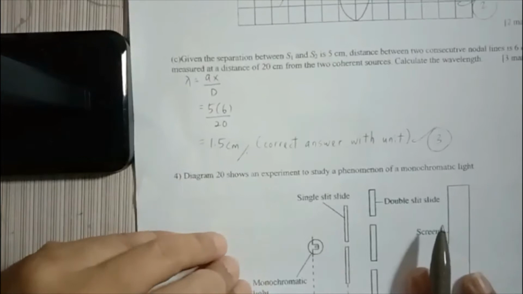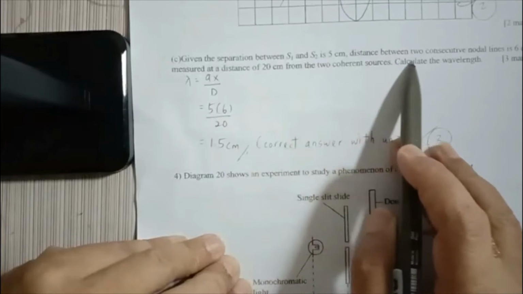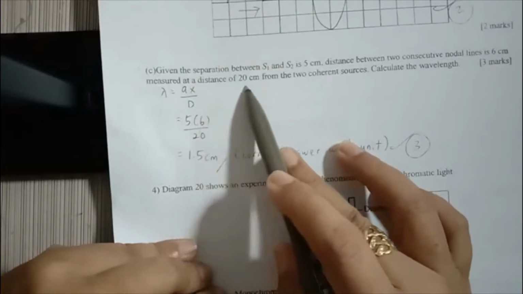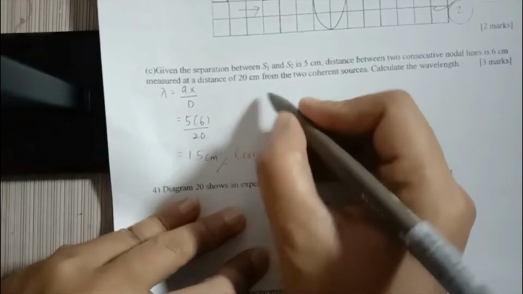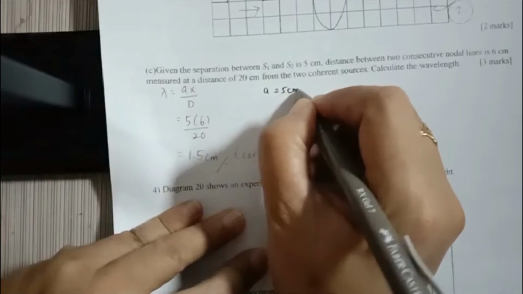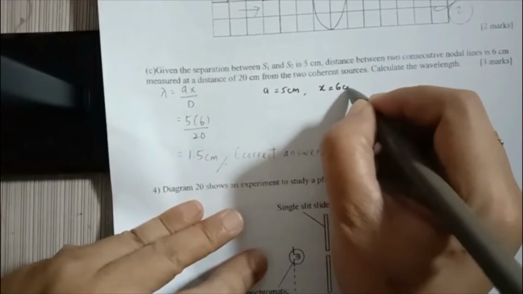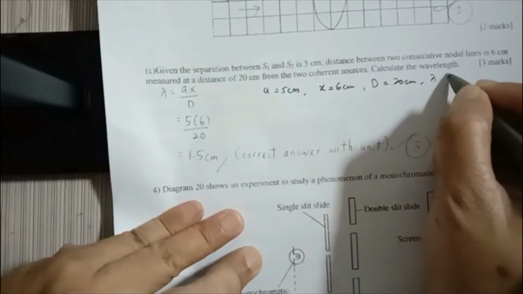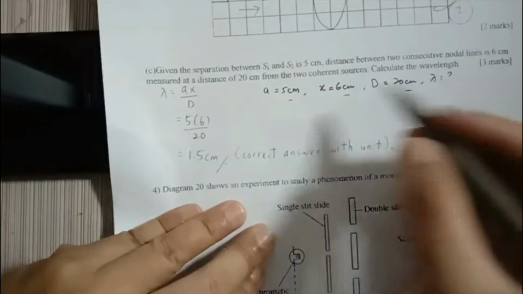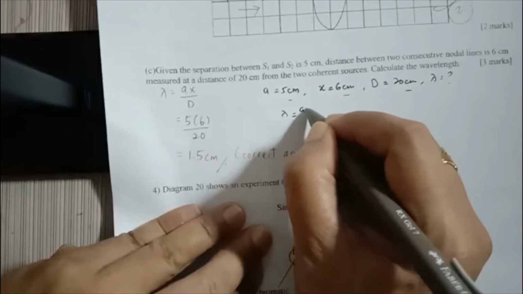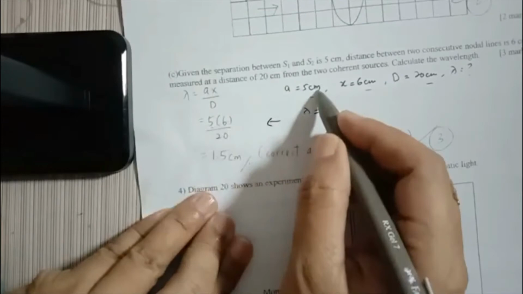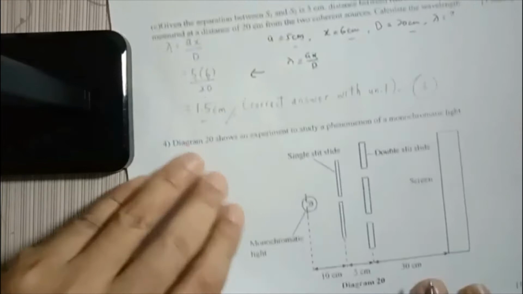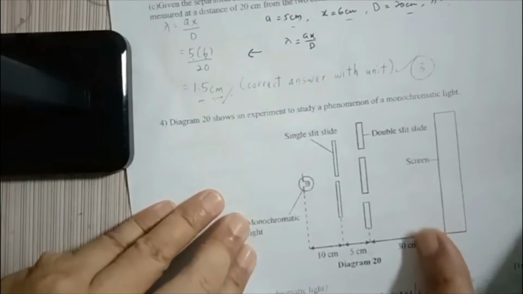For given separation between S1 and S2 is 5 cm, distance between two consecutive nodal lines is 6 cm, measured at distance of 20 cm from the two coherent sources, calculate the wavelength. Okay, separation between S1 and S2, this one is A, 5 cm. Between two consecutive nodal lines is 6 cm, antinode also can. Distance between coherent sources and distance measured, this one is D, 20 cm. Calculate lambda. So here you need all same unit already, no need to convert. So from the formula, lambda equals to AX divided by D. You substitute all the values in, so A equals to 5, X equals to 6 and D equals to 20, so lambda equals 1.5 cm. Okay, so answer must be correct with unit. If you put meter, so your answer will be wrong. So check unit, use cm, meaning the answer also must be in cm.